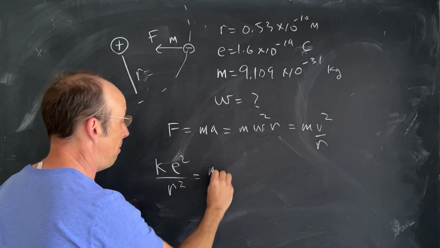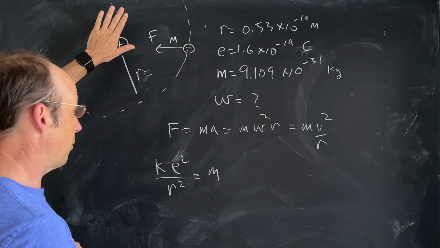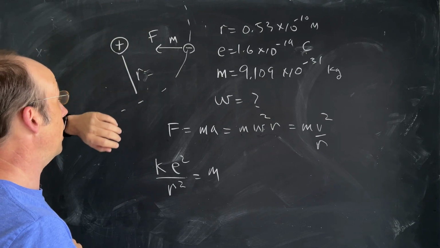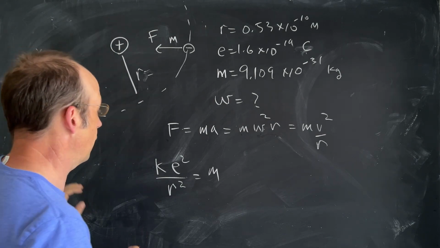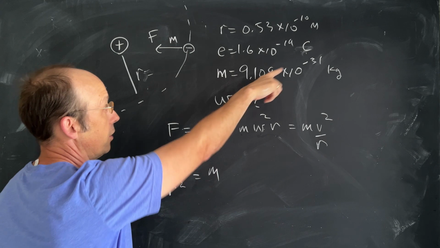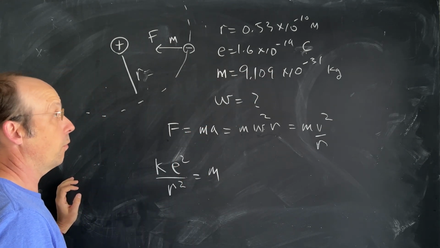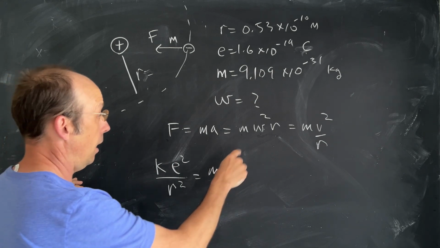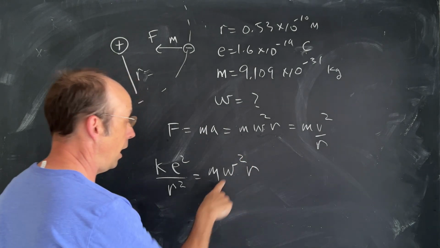And that's going to be equal to the mass of the electron. We're assuming the proton does not move. If you assume the proton moves, it gets a little bit more complicated, although it's a pretty good approximation if this is true, because the mass of the proton is much higher. So the mass of electron, we have 9.109 times 10 to the negative 31 kilograms. And then we have omega squared times r. And I want to solve for omega.